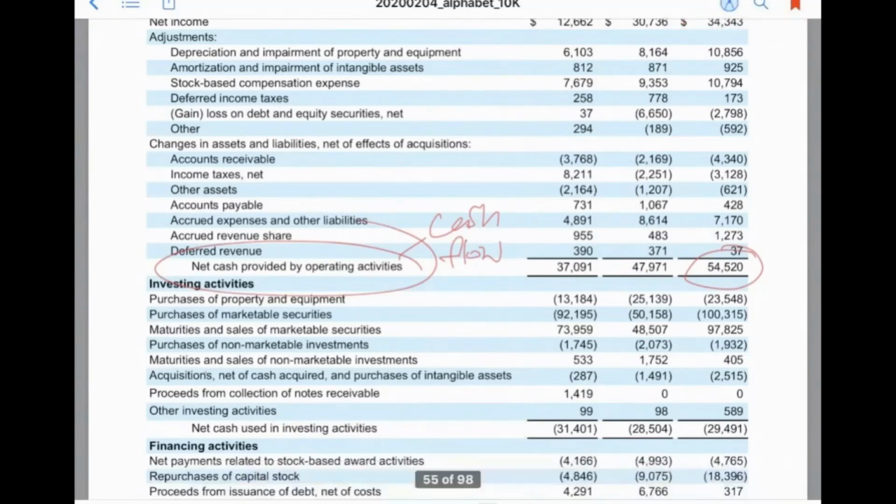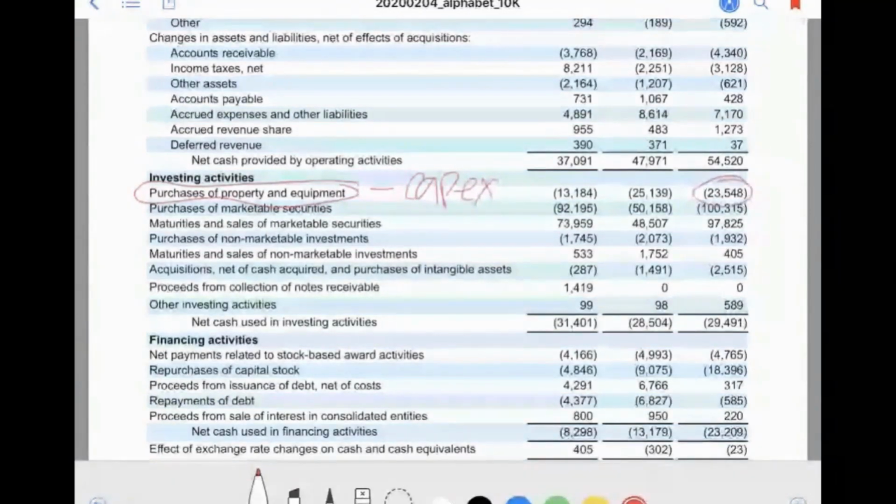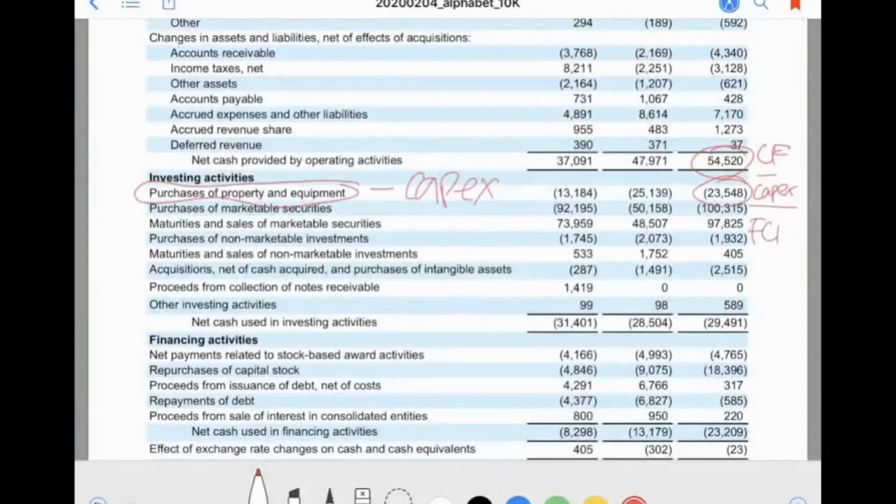So the next thing that you want to look at in the cash flow statement is what we call the CapEx, which you can see over here. When you say CapEx, it's usually purchase of property, plant, and equipment. So this is what we call CapEx. Okay, so your cash flow minus your CapEx will give you what we call the free cash flow. So this is the thing that you want to look at, your free cash flow. Just do take note that sometimes for your CapEx.